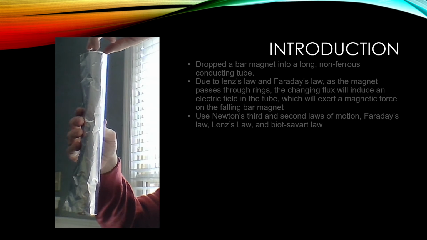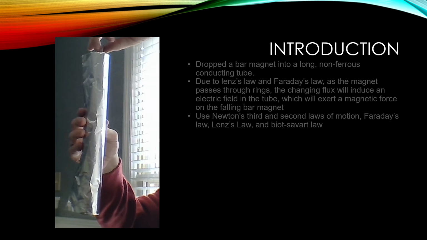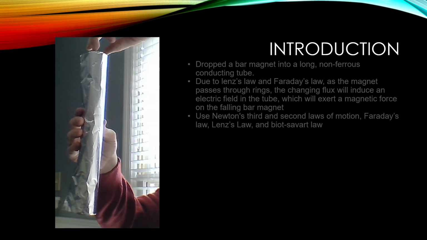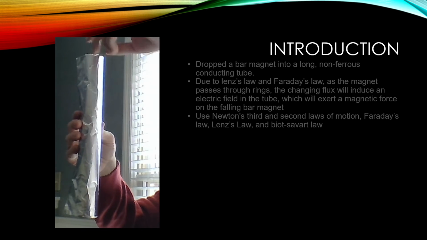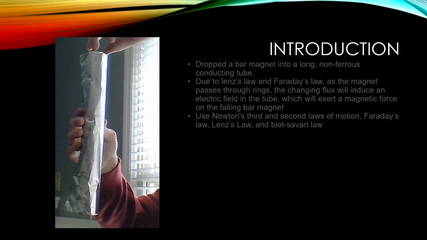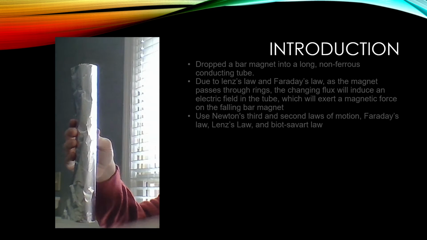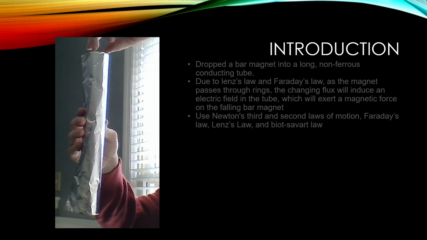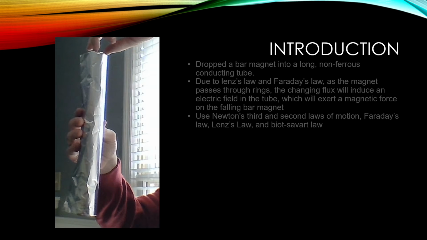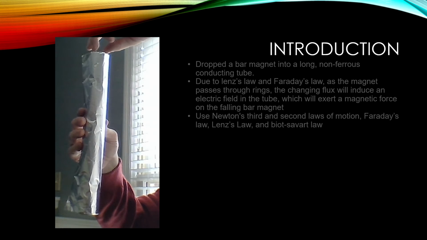That changing flux will then in turn induce an electric field in the tube, which will exert a magnetic force on the falling magnet, such that the magnetic force opposes the force of gravity, and the magnetic force on the magnet slows the descent of the magnet. This lab demonstrates the fundamental relationships described in Newton's third and second laws of motion, Faraday's law, Lenz's law, and the Biot-Savart law.